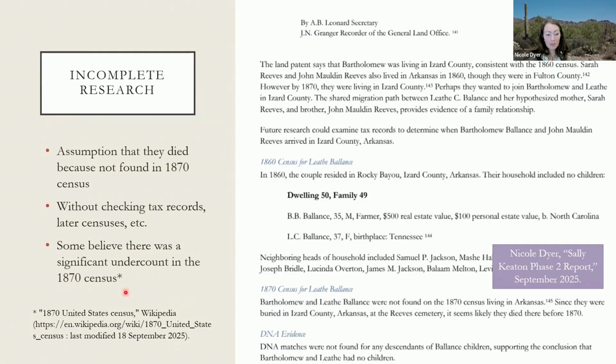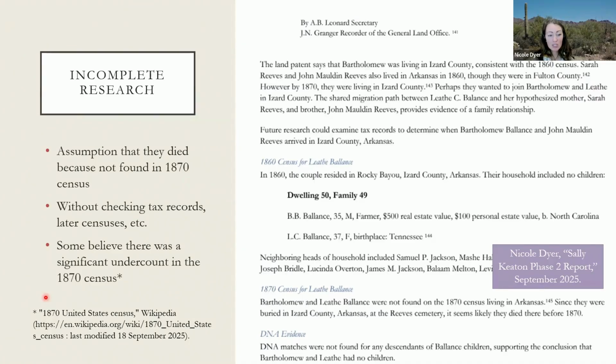Some counts say as high as 1 million people were not counted. But I've definitely seen this in my own research that sometimes I just can't find a family in 1870. And I think another problem with 1870 is that we just don't always know where people lived because it was a time of upheaval during the Reconstruction. And so we expect them to be in one place and they're somewhere else.